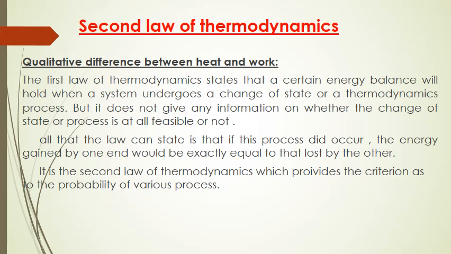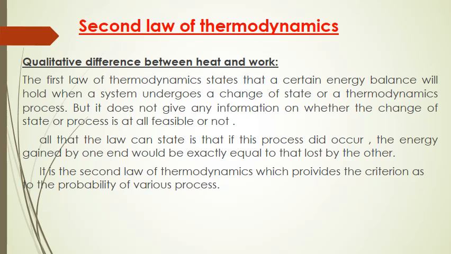To simplify, the first law of thermodynamics talks about energy balance. If the process does occur, it says that the energy will be balanced at one end and the other end, but it doesn't give any information about whether the process is possible or not. That itself is the drawback of the first law of thermodynamics. All that law can state is that if this process did occur, the energy gained by one end would be exactly equal to that lost by the other end. That is exactly what the first law says.